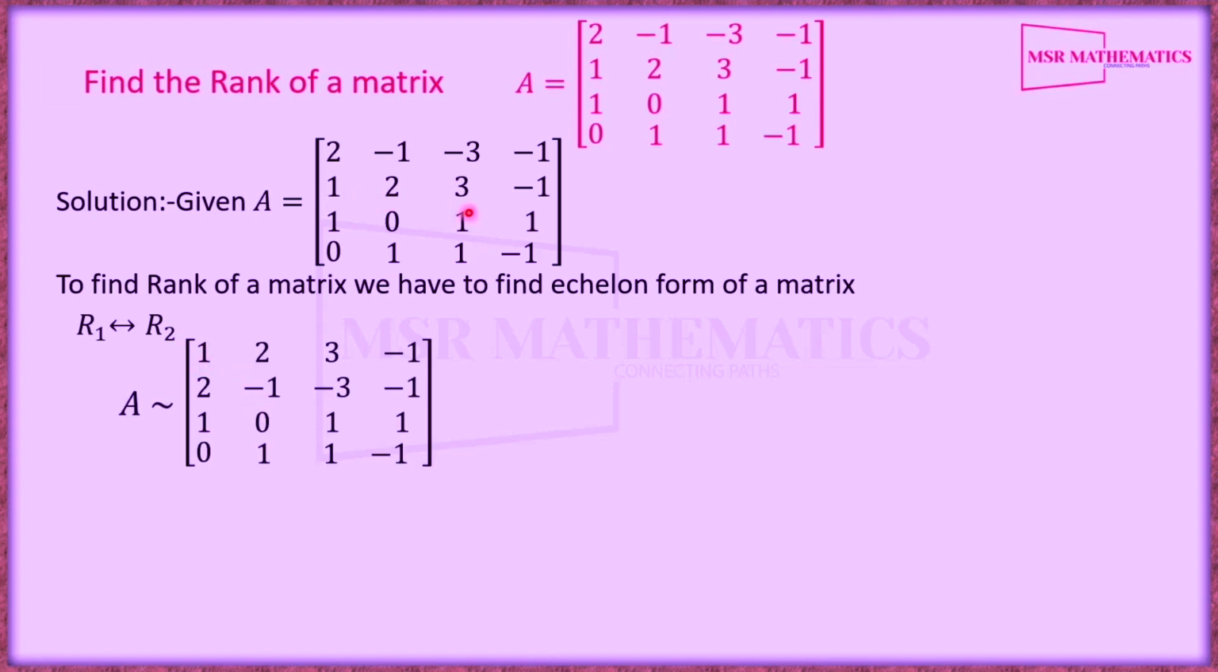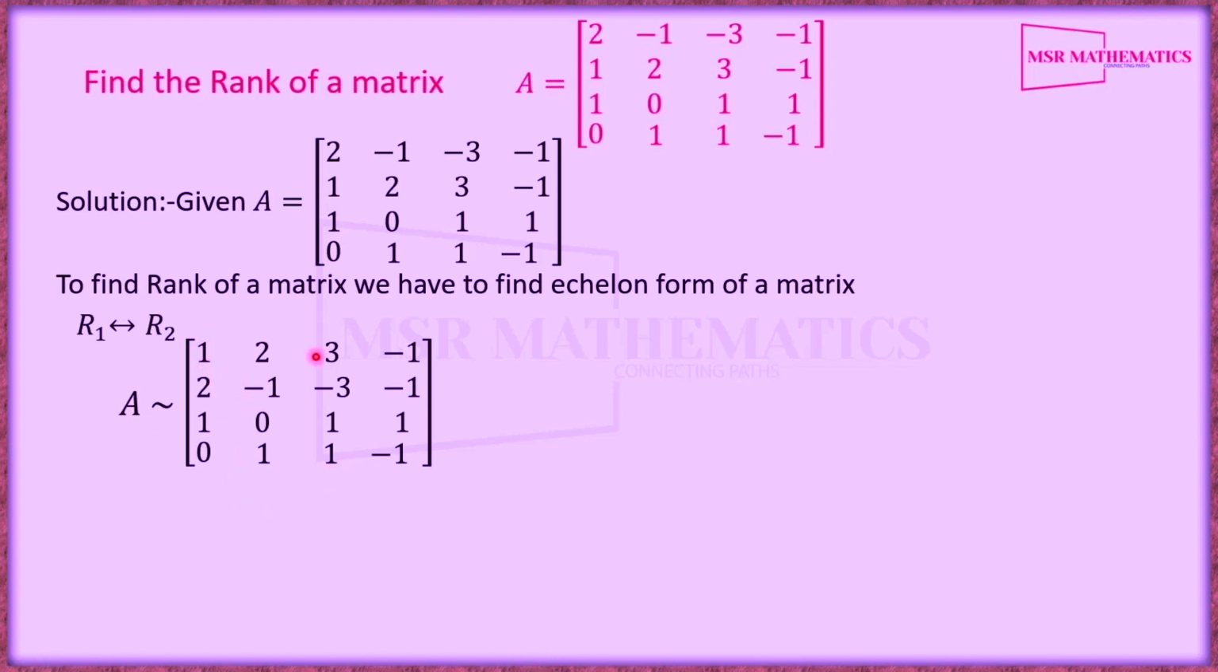Our second row becomes our first row. The second row is 1, 2, 3, -1, so we have to interchange those values. We get the first row as 1, 2, 3, -1, the second row as 2, -1, -3, -1, the third row as 1, 0, 1, 1, and the fourth row as 0, 1, 1, -1. So this is the obtained matrix.